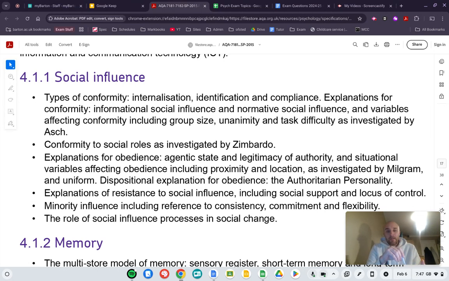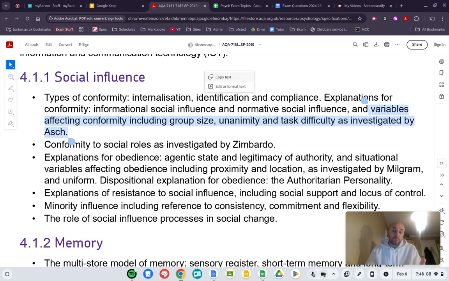Obviously, the first half of it is more conformity and obedience. Now, you do need to know the difference between the two, and I know that might be a bit patronising, but it's often confused in the exams. So, in particular, the variables get confused. Both the variables for conformity often get confused with the variables for obedience. So in your revision, just make sure you are doing something to separate them.